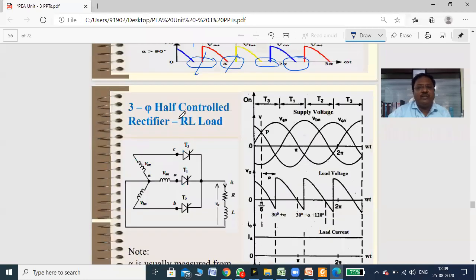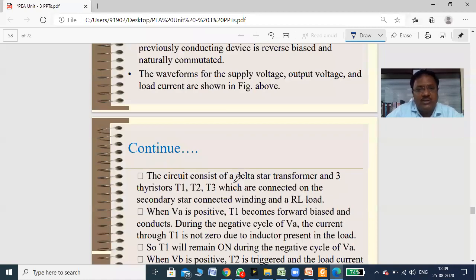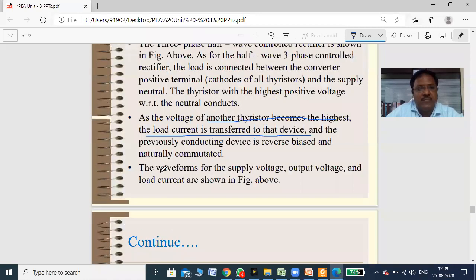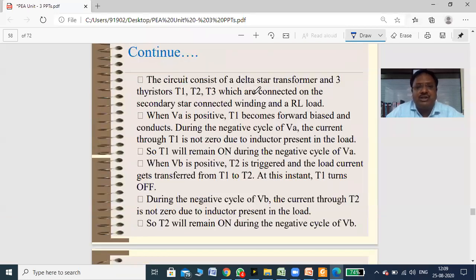This is a three phase half controlled converter for RL. So this first SCR with RL is called a single phase half controlled converter for RL load. Then thyristor T2 with its combination is another half controlled converter, and so on. So the working is very similar. The working is given here for your understanding. The waveforms for the supply voltage, output voltage, and load current are shown above. The circuit consists of a delta star connected transformer and three thyristors T1, T2, T3, which are connected on the secondary star connected winding, and RL.